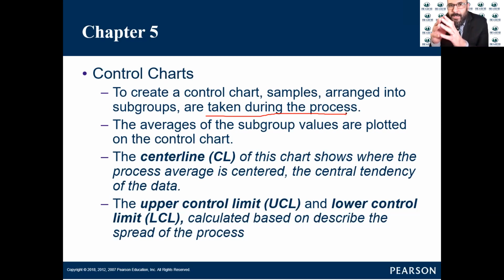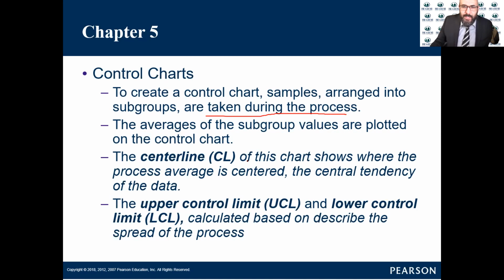So for sample number 1, you take 3 or 4 parts and you measure them. Then you go to sample number 2, and you take 4 parts as well. So I want you to take subgroups. The subgroups means the number of observations, how many times you observed that one sample. We'll take an example and explain it to you. The average of the subgroup values is plotted on the control chart.